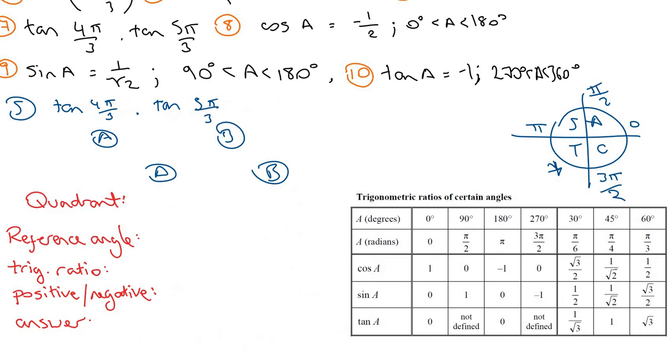Okay, so the next question deals with tan of 4 pi over 3 times tan of 5 pi over 3. First thing I'm going to do actually is just convert them straight to degrees because of the space we're working on here. It's just easier. So tan of 4 pi over 3 is just going to be, well, 4 pi over 3 is 4 times 180 over 3, which is 240 degrees. And tan of 5 pi over 3 next is going to be 5 times 180 divided by 3, which is 300 degrees.